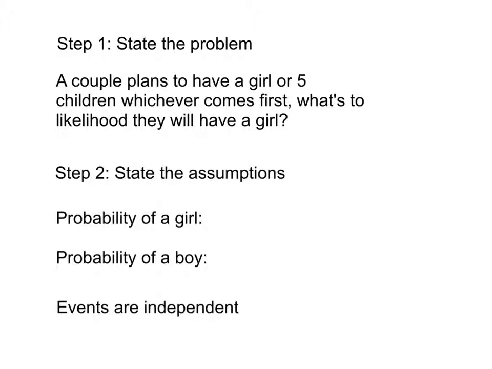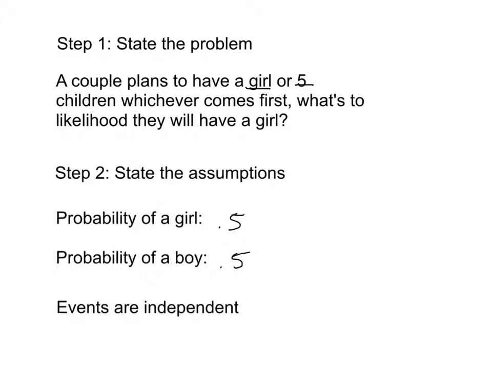So step 1 is state the problem. Let's say a couple plans to have a girl or 5 children, whichever comes first, and say they really want to have a girl, what's the likelihood that they will have a girl? And so this is our problem. So it's going to be either they have a girl or they have 5 children. And so we're going to state the assumptions. The probability of having a girl is 0.5, and the probability of having a boy is 0.5, because you can either have a boy or a girl. It's completely random and due to chance.